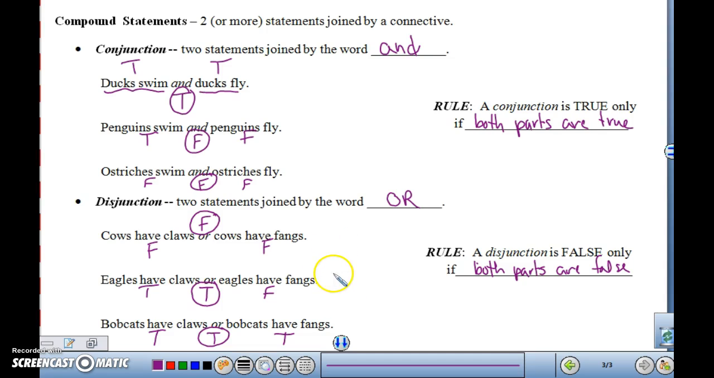So, when you're doing an and, you have to look at each individual statement. If they're both true, it's true. If one of them is even false, it's false. For a disjunction, if both statements are false, it's false, or if at least one of them is true, it's true. So those are the different kinds of connectives that we deal with in compound statements. We look at these as part of a logical argument.